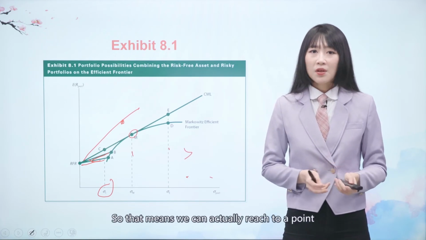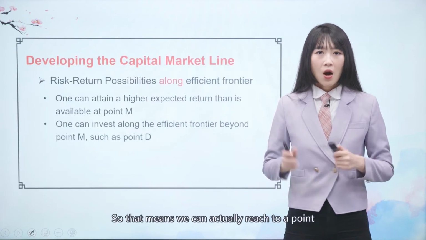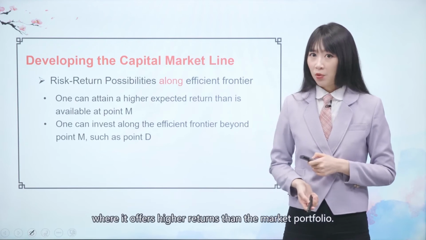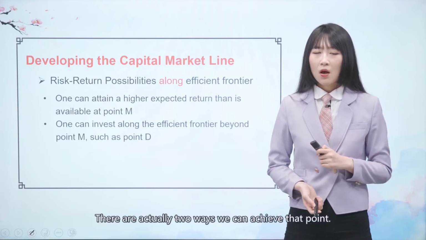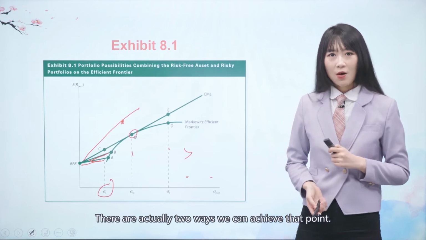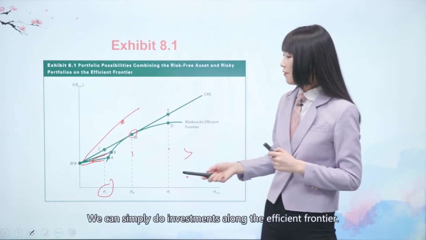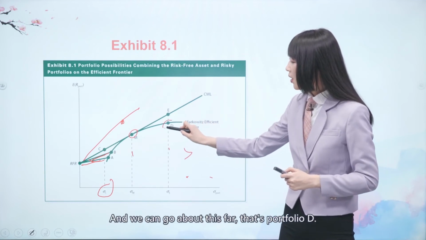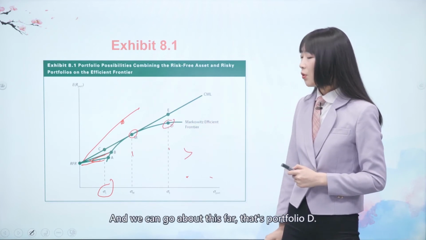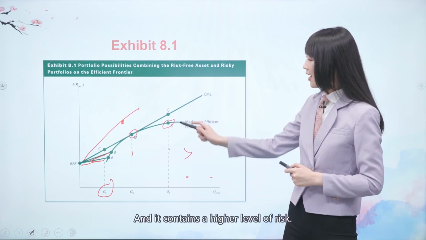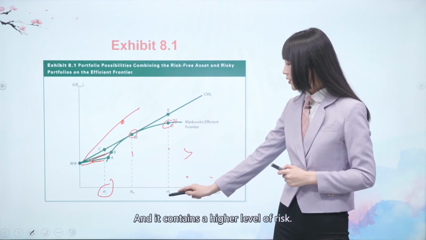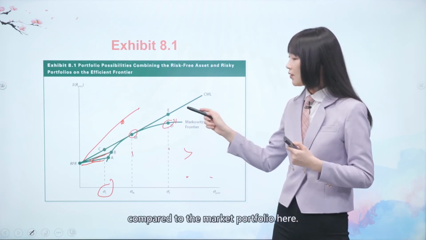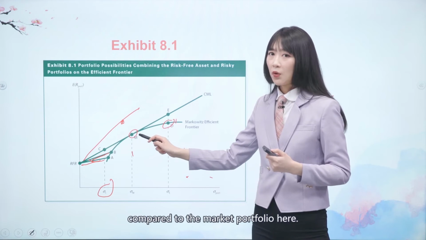So that means we can actually reach a point where it offers higher returns than the market portfolio. Now, there are actually two ways we can achieve that. We can simply make investments along the efficient frontier, and we can go about this far. That's portfolio B, and it contains a higher level of risk, and that's why it deserves a higher level of return compared to the market portfolio here.